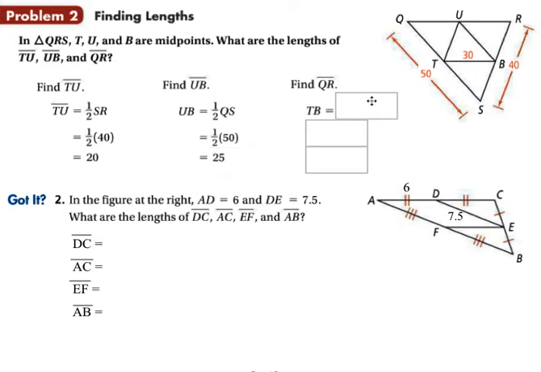And TB will be a little bit different. So TB we're given, okay, TB is 30, so it's half as long as QR, so we want to find the bigger one this time instead of the midsegment. So let's plug in what we know. TB is 30. We're looking for QR, so we multiply both sides by 2, and QR works out to be 60.